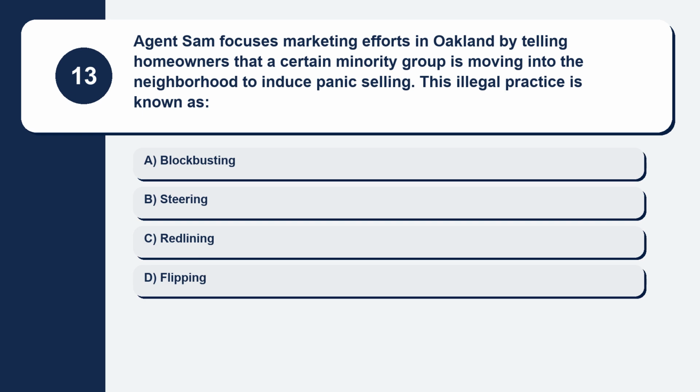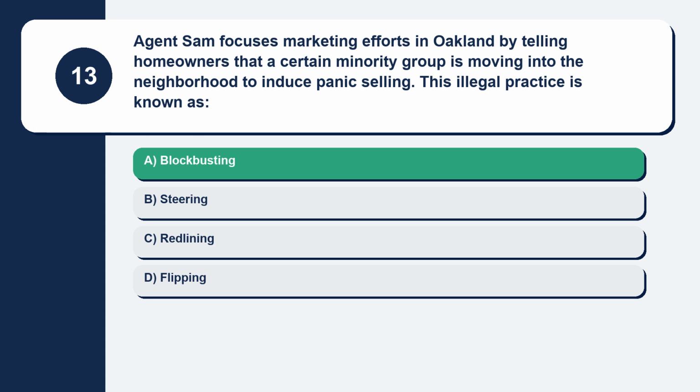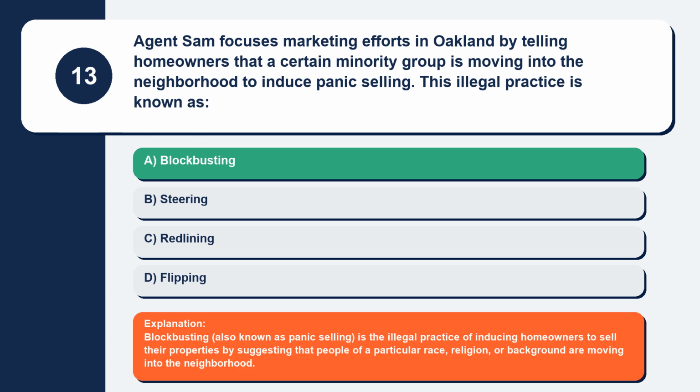Question 13. Agent Sam focuses marketing efforts in Oakland by telling homeowners that a certain minority group is moving into the neighborhood to induce panic selling. This illegal practice is known as. Here are your options. Option A, blockbusting. Option B, steering. Option C, redlining. Option D, flipping. The correct answer is option A, blockbusting. Explanation: blockbusting, also known as panic selling, is the illegal practice of inducing homeowners to sell their properties by suggesting that people of a particular race, religion, or background are moving into the neighborhood.